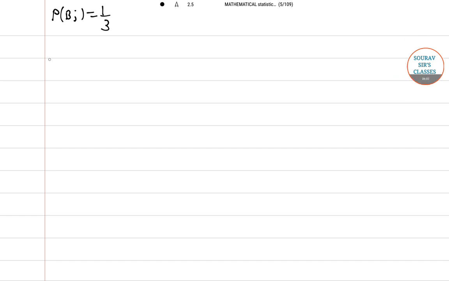Now we also know the probability of X equals small x is 1 by 3 times the summation j equals 1 to 3, where j is the number of balls, of probability X equals small x given Bj. So now how do we solve it?